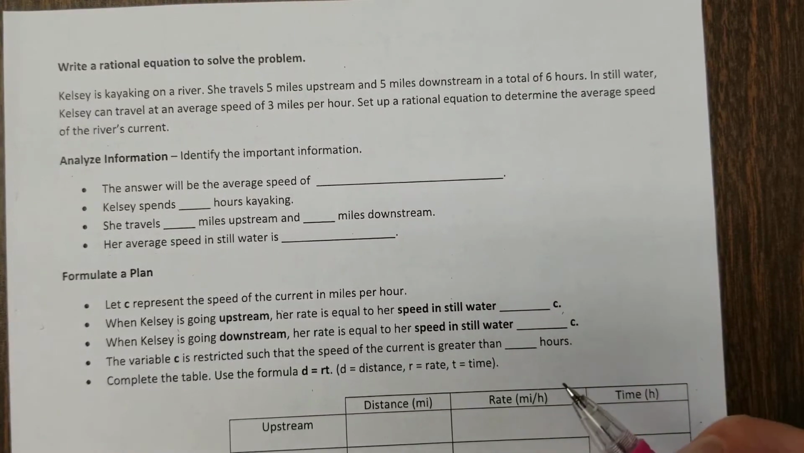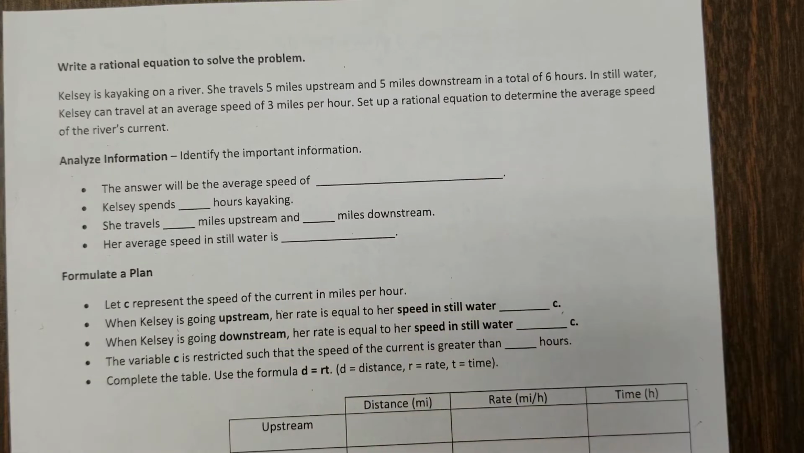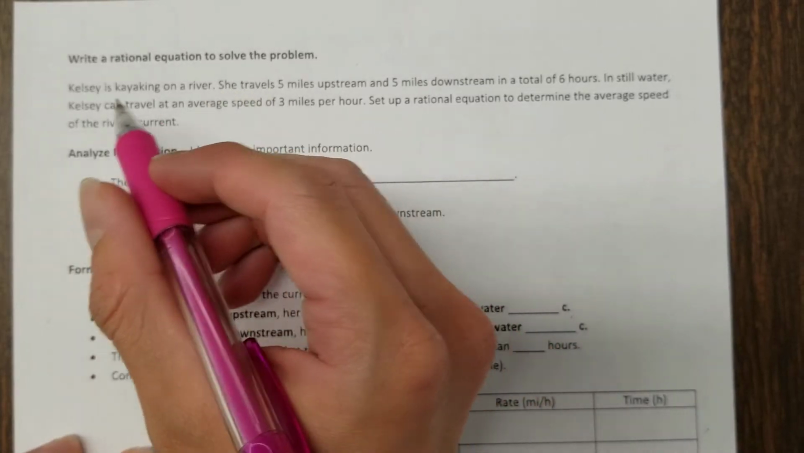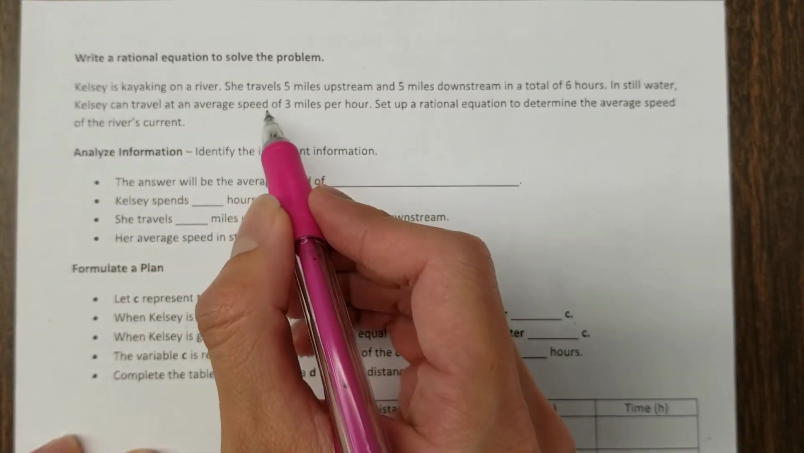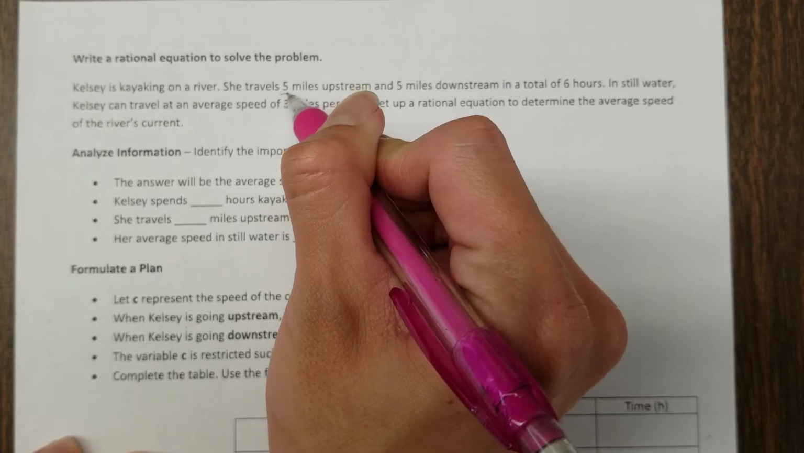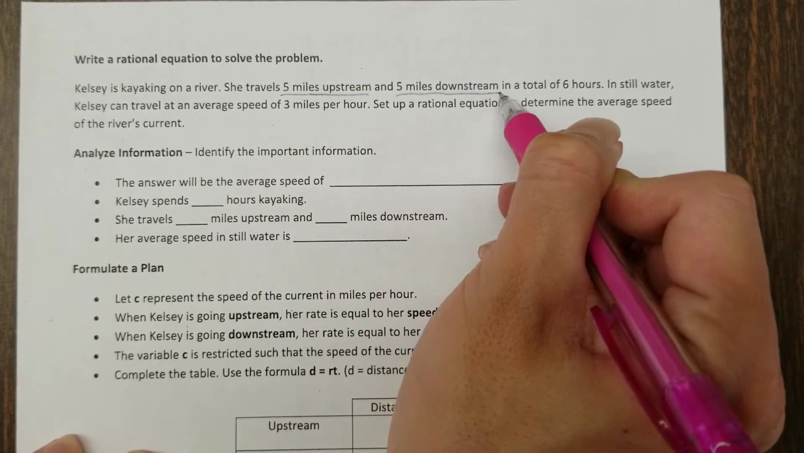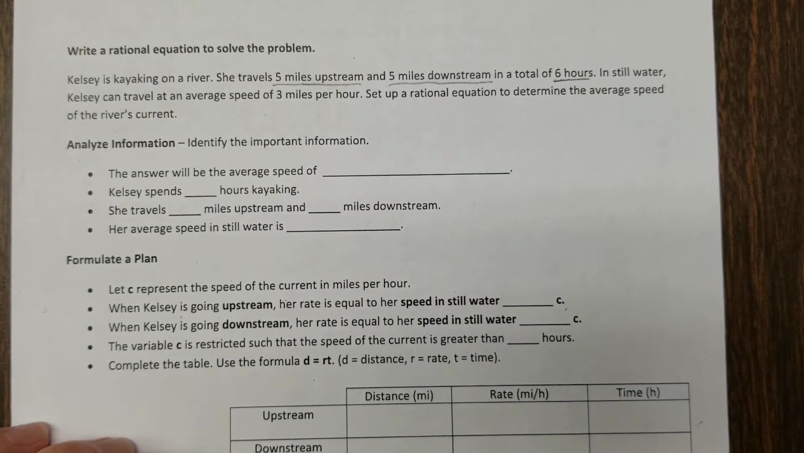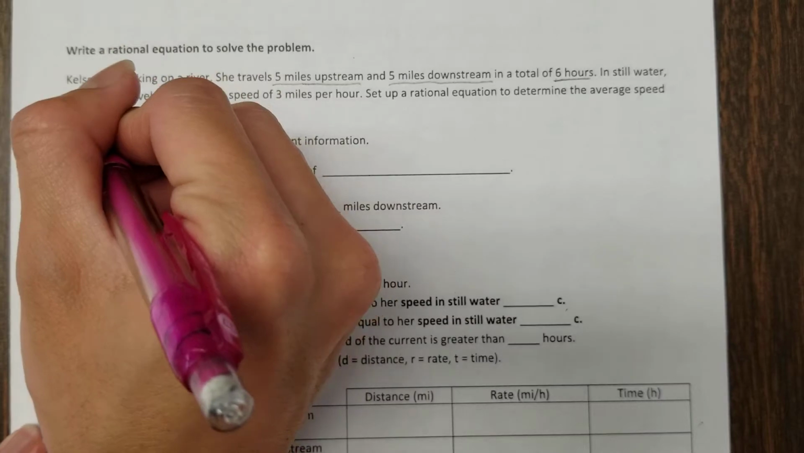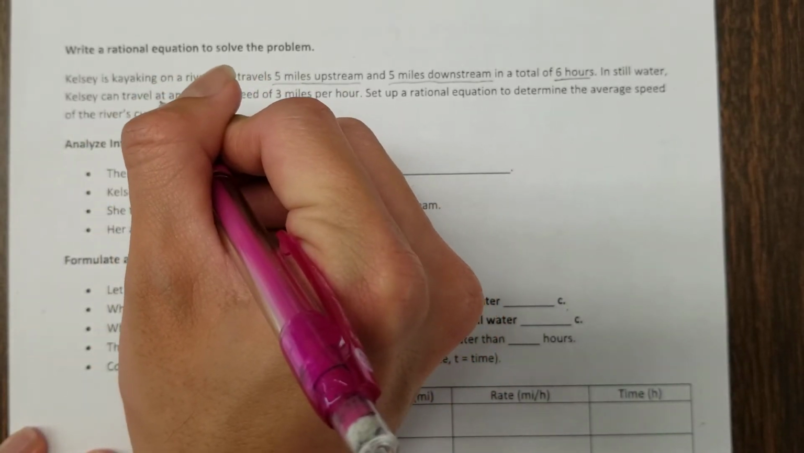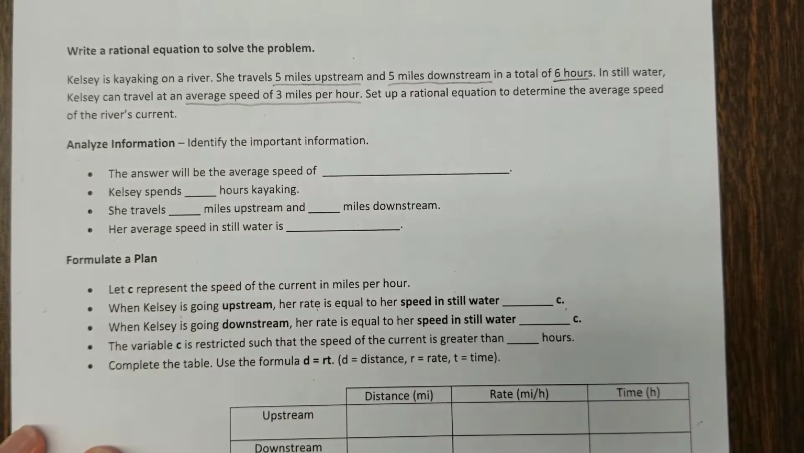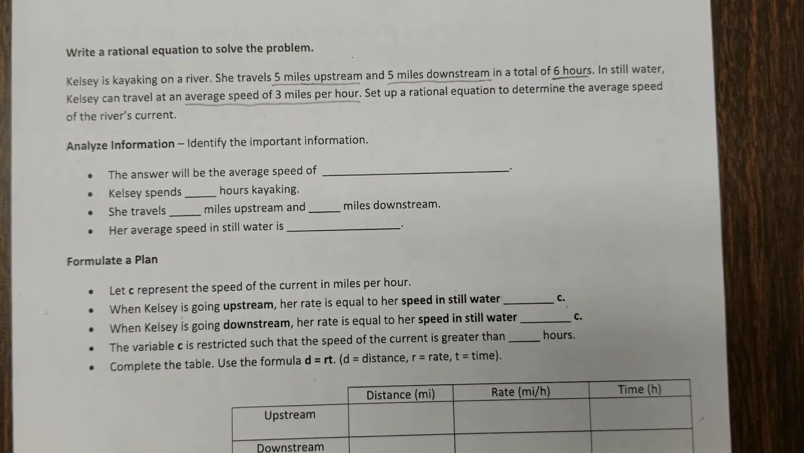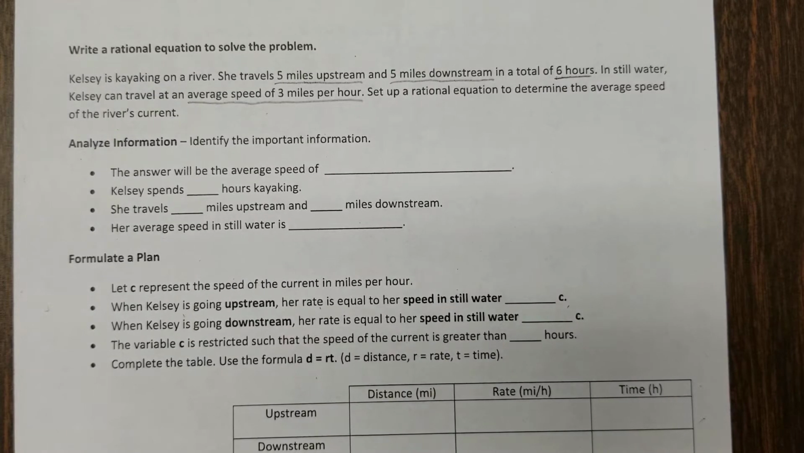Okay, so let's try to look at the important information. Kelsey is kayaking on a river. She travels 5 miles upstream and 5 miles downstream in a total of 6 hours. In still water, Kelsey can travel at an average speed of 3 miles per hour. And we need to set up a rational equation to determine the average speed of the river's current.